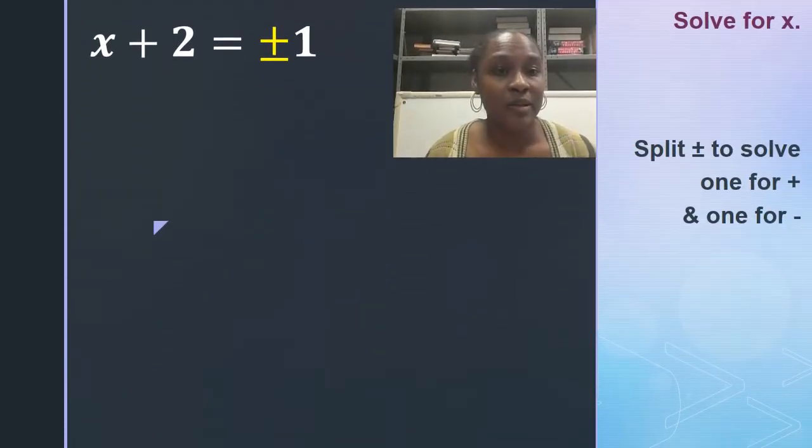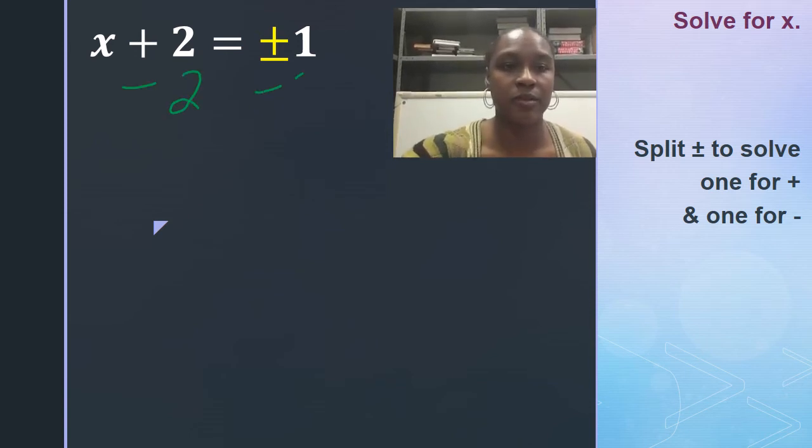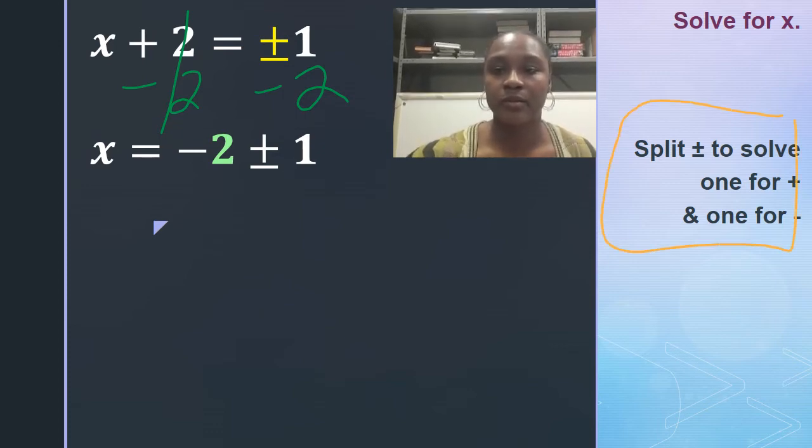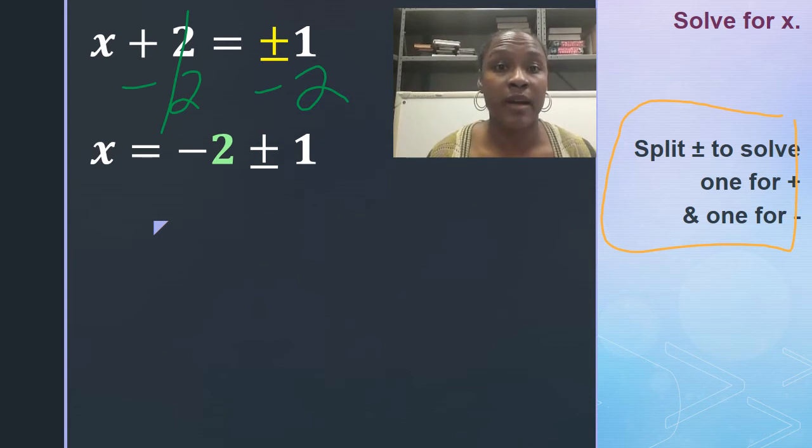So now what we want to do here is get that 2 to the other side. We would subtract 2 from both sides. It cancels on the left, and we have x equals -2 plus or minus 1. Are we done? No. We can go ahead and continue to split the plus or minus so that we can do once for subtraction and once for addition, like so.